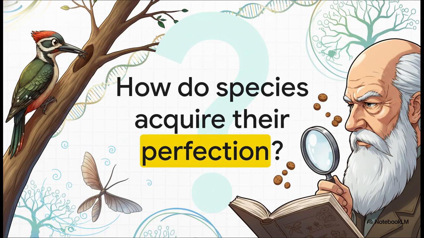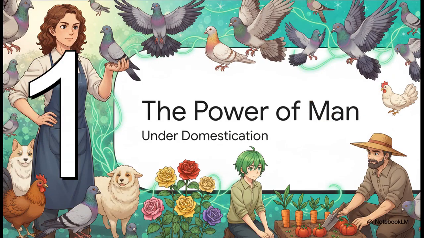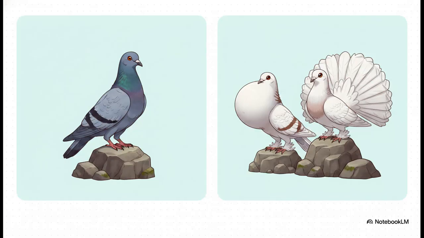Today, we're not just going to jump straight to the conclusion. We are going to follow Darwin's own breadcrumb trail of deductive logic, step by step, to see exactly how he solved this giant puzzle. Part 1. The Power of Man. Variation under Domestication. Okay, let's dive into this.